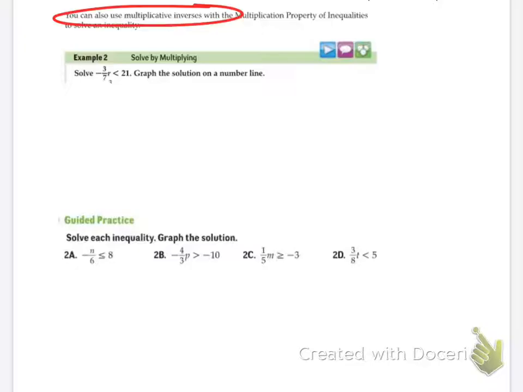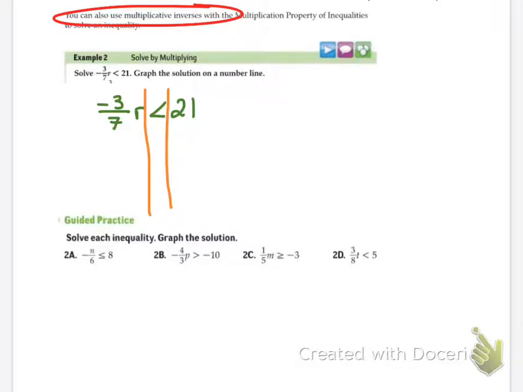So let's put that into action. On here, if you see, you can also use multiplication inverses. If we have a fraction, we can multiply by its reciprocal. I'm going to start by rewriting the problem first, and I draw down those bars to help me remember my inequality sign.